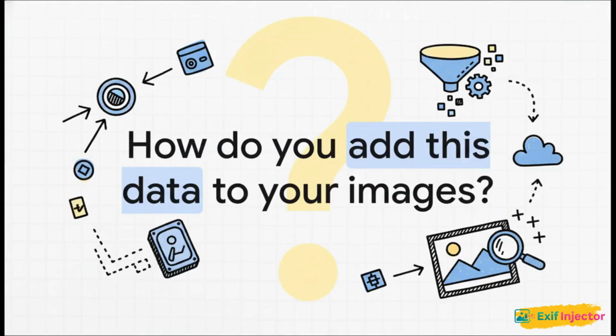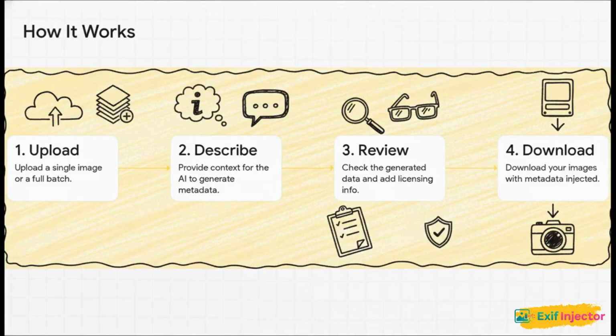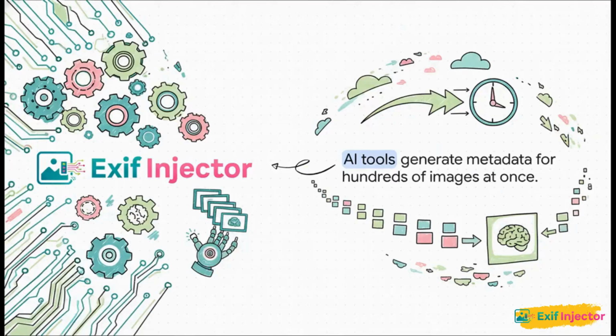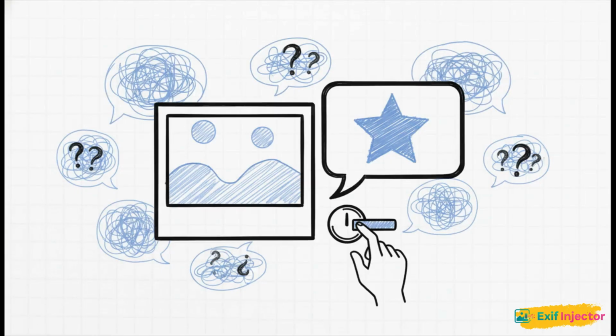So, how do you actually do this? Well, the good news is it's surprisingly easy with certain tools. It's a super simple process. You just upload, describe, review it, and then download the new files. And get this, modern AI tools can do all the heavy lifting for you across hundreds of images at once. So remember, your images are always talking. It's up to you to control what they say.